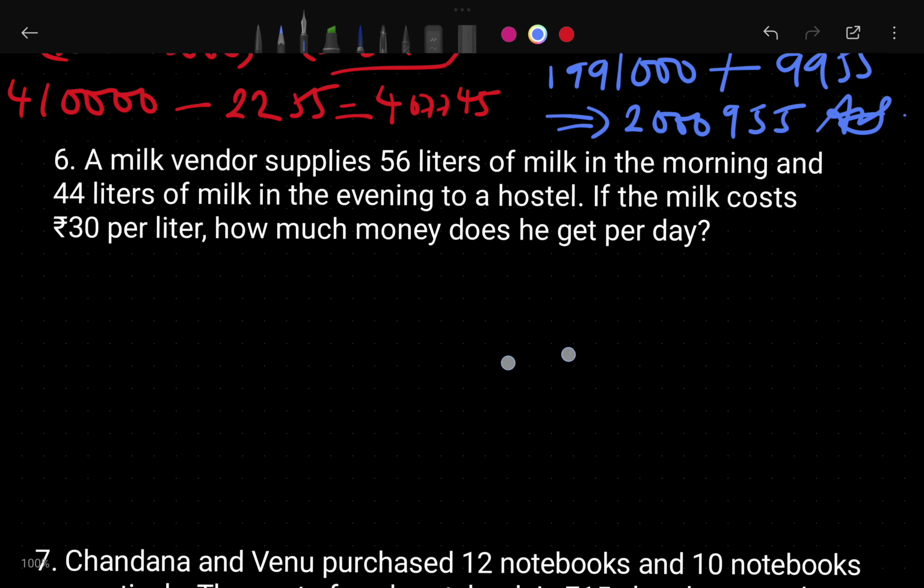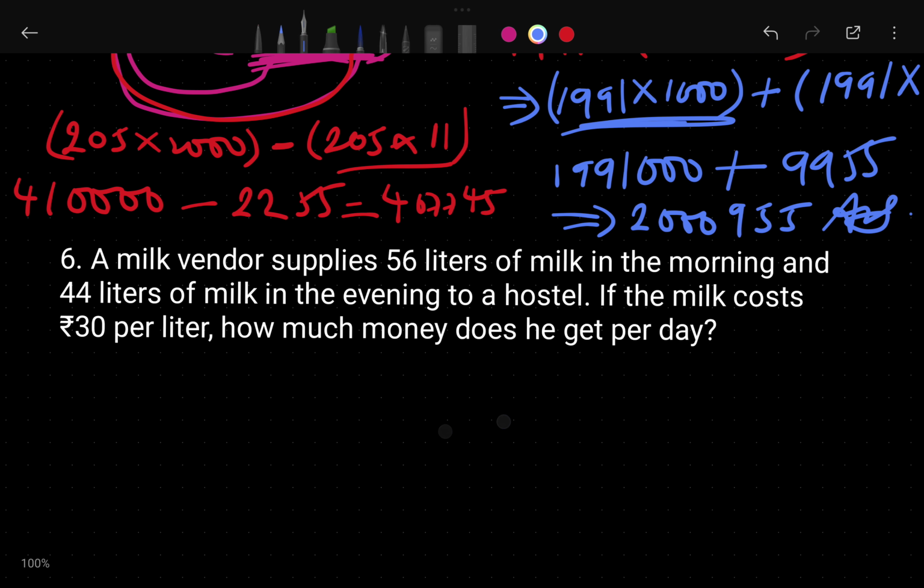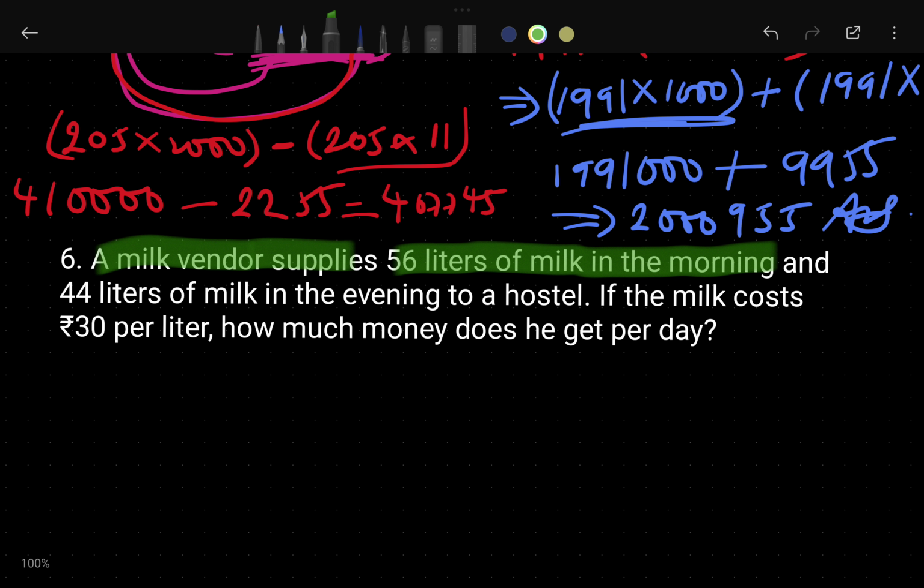Right, so I take you to the sixth question. The sixth question is telling that a milk vendor supplies 56 liters of milk in the morning. How much milk is he supplying in the morning? 56 liters of milk in the morning, 44 liters of milk in the evening in the hostel. So in the evening time he is supplying 44 liters.